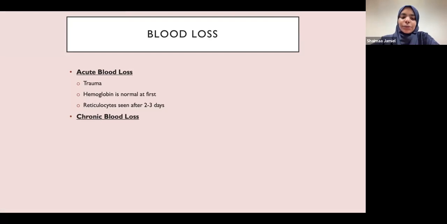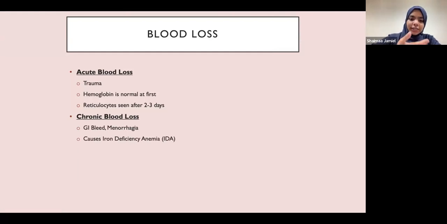In chronic blood loss, it's usually due to GI bleeding from colorectal cancer, for example, or ulcers, or menorrhagia. And menorrhagia is basically when there is heavy bleeding in the female's menstrual cycle, okay? So these can cause chronic blood loss. And this chronic blood loss is going to cause iron deficiency anemia. So chronic blood loss causes iron deficiency anemia, okay?